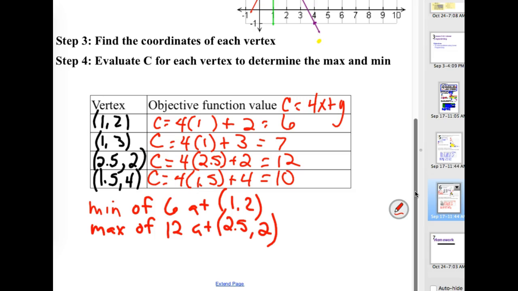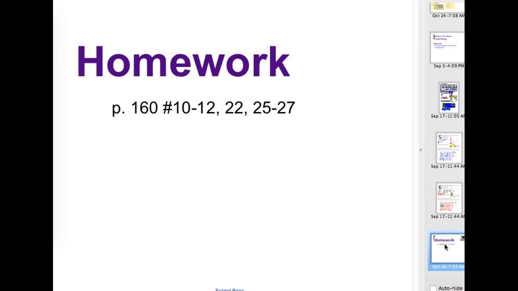All right. So there is your homework assignment. You will need graph paper. I'll get some for you while you write that down.